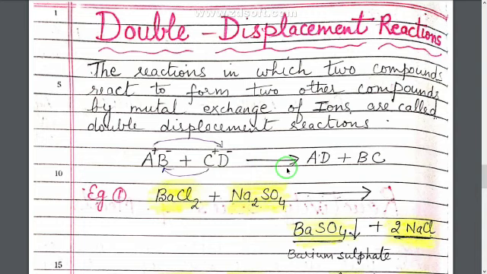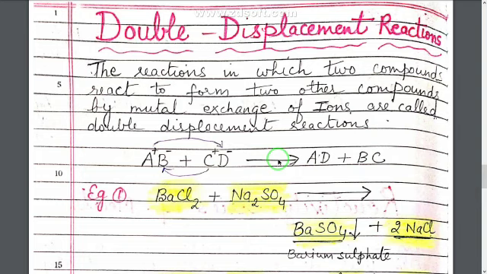Suppose A positive is attached with B negative, so it changes. D negative is more reactive than B negative, so D negative displaces the B negative and forms a compound AD. D माइनस जो है वो ज़्यादा रिएक्टिव है B माइनस से, तो उसको डिस्प्लेस करके उसकी जगह ले लेता है. So AD is formed, and similarly C positive combines with B negative, so BC is formed. In this way both compounds exchange their ions.